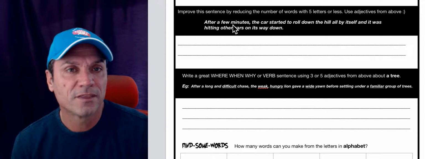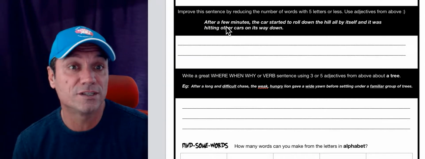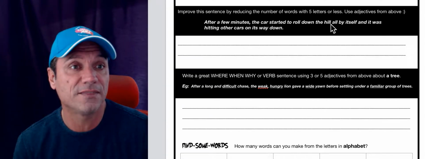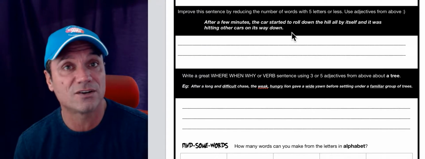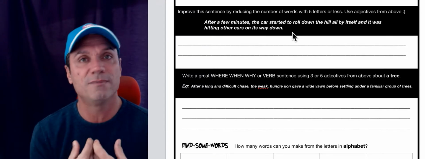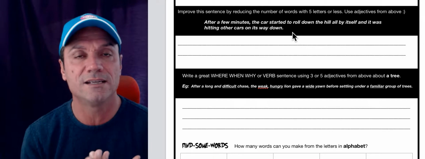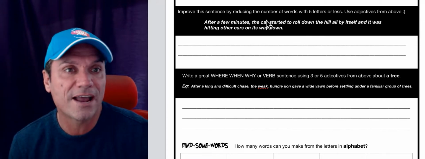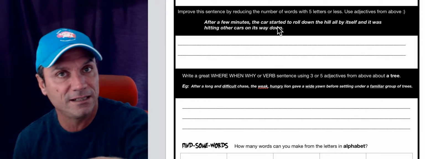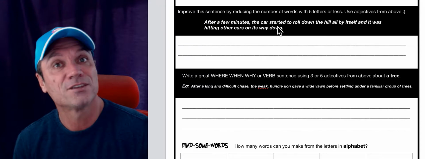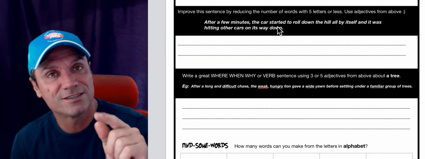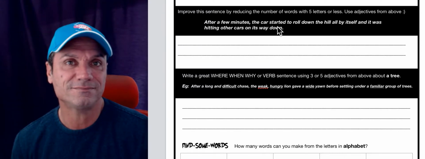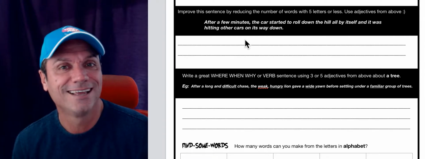For example, this sentence here has 25 words. After a few minutes, the car started to roll down the hill all by itself, and it was hitting other cars on its way down. That is far too many words. Too many words are wasted in that sentence. So I'm challenging you to see if you can rewrite that idea, that sentence about a car going down a hill hitting other cars, in 15 words or less. Okay, so time to pause. See you soon. All right, you've unpaused.